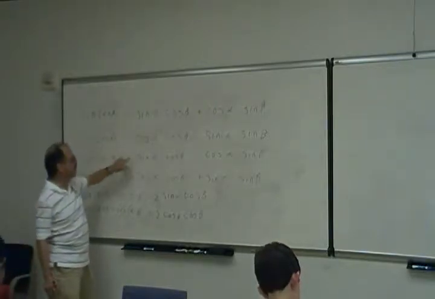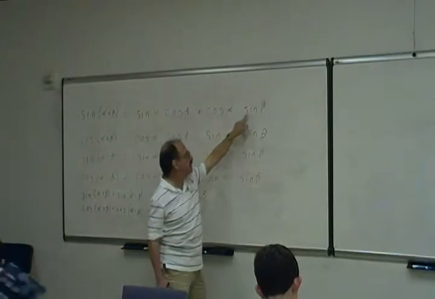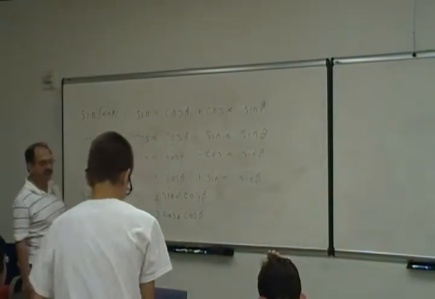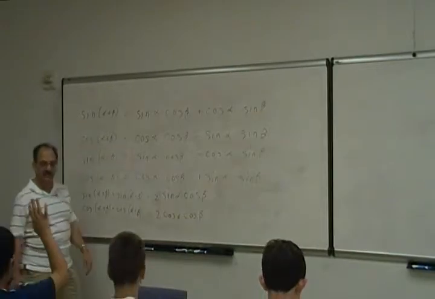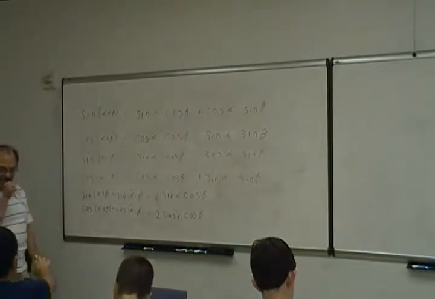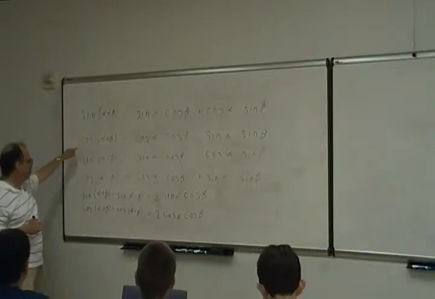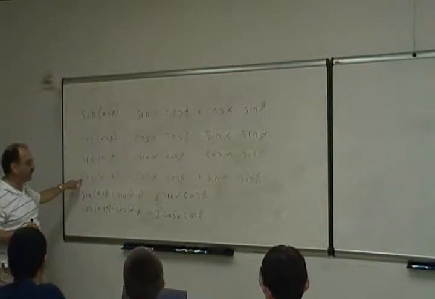When I use this identity and this identity, every time you had a sine times a cosine, a sine times a cosine. And so that can only give me sines times cosines. Yes? You take this one and that one, and you put a subtraction on this one.